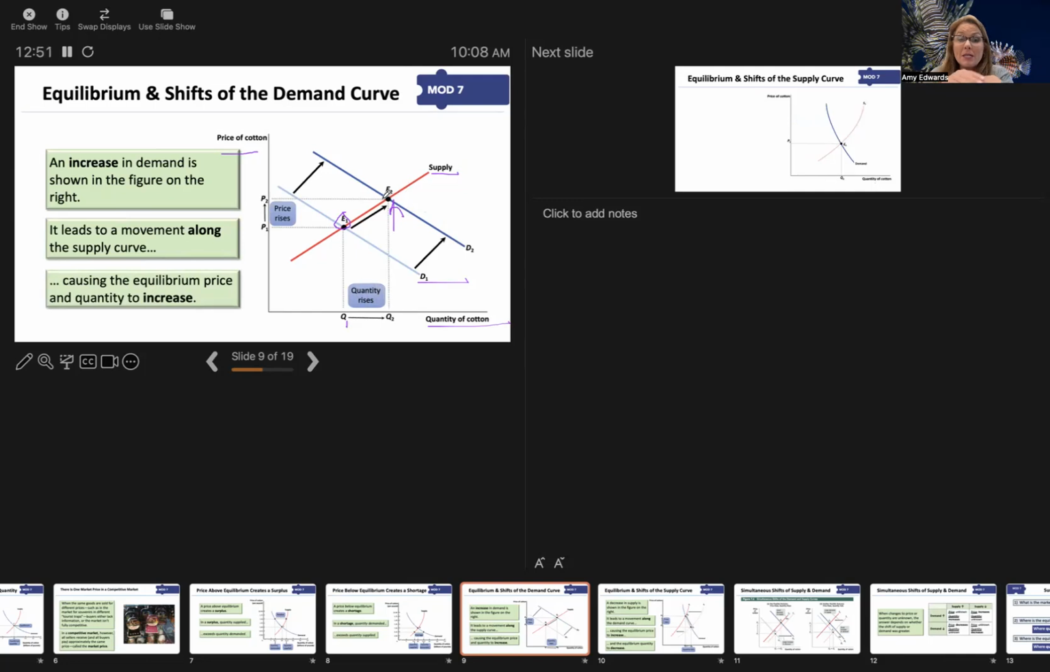And so you would be able to tell me, okay, when there is an increase in demand, price is going to go up, but quantity is going to go up too. Quantity supplied and quantity demanded, because at equilibrium, they're equal. So the quantity of the goods is going to go up, but we're also paying higher prices. So you've got to think about that. That makes a lot of sense.